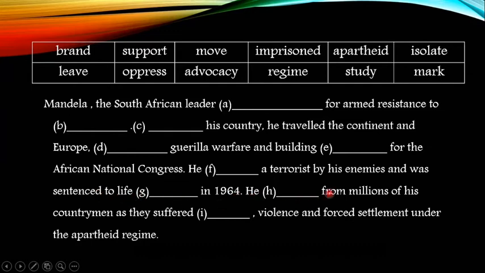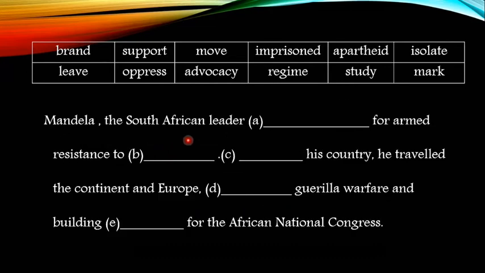He dashed from millions of his countrymen as they suffered dash. He was separated or isolated as he was imprisoned. So we can also get some idea about the option of number H. As they suffered dash violence and forced settlement. They suffered humiliation or suppression, oppression. We all know. Let's take a closer look.